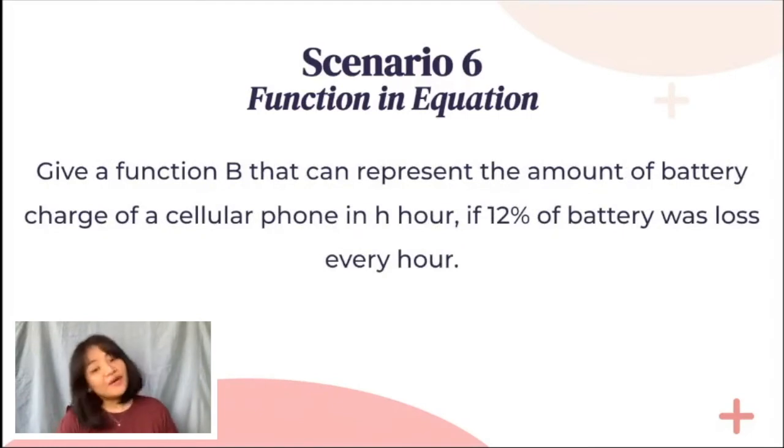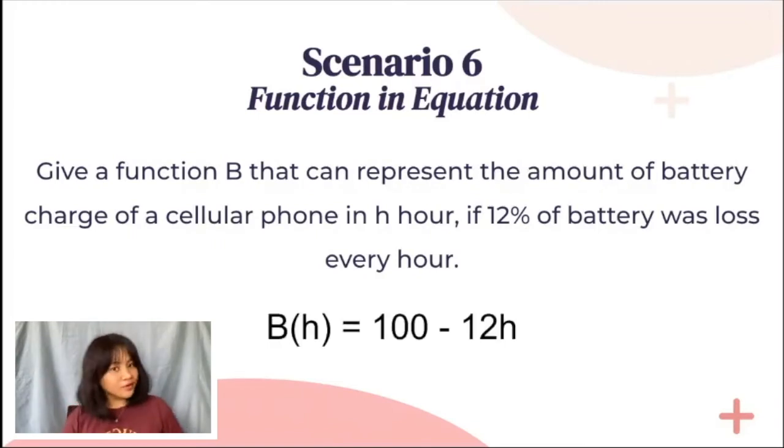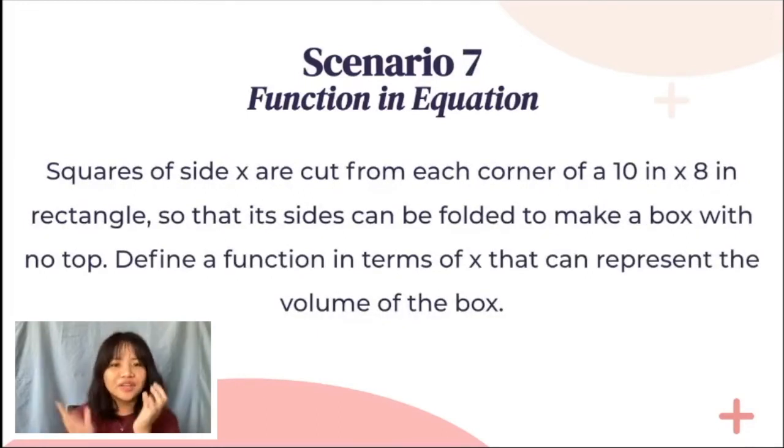Let's move now to our next scenario. Give a function B that can represent the amount of battery change of a cellular phone in H hours if 12% of battery was lost every hour. So the correct answer is B of H is equal to 100 minus 12H. Kasi every hour, nababawasan daw ng 12%. If nakalipas na ang 5 oras, so that's going to be H equals 5. So 12 times 5, that's 60. So, 100 minus 60, that's 40. After 5 hours, ang battery mo na lang would be 40%. So, next scenario naman natin. Medyo hirapan natin ng onte.